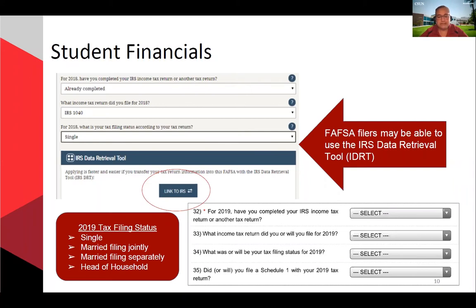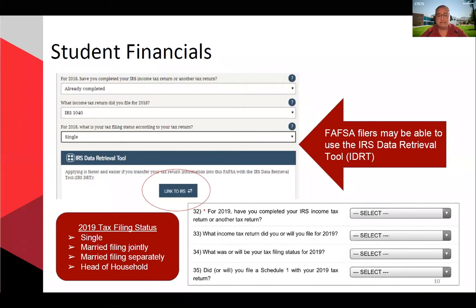So under student financials, in your FAFSA, you will need to provide income information. And it does request prior tax year information. So for the 2020-2021 FAFSA, you will be using your tax information from the year 2019.